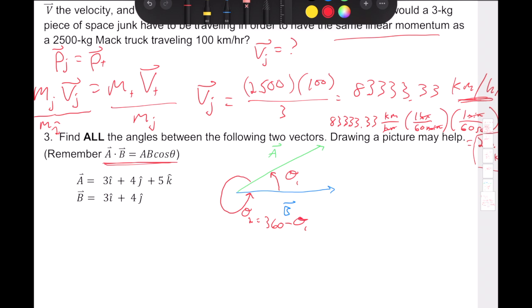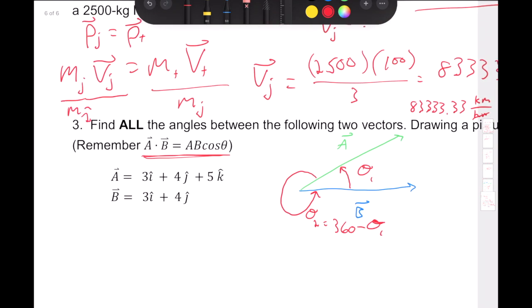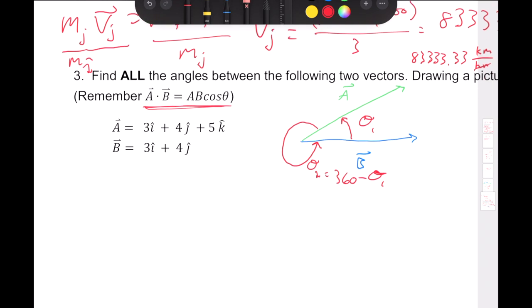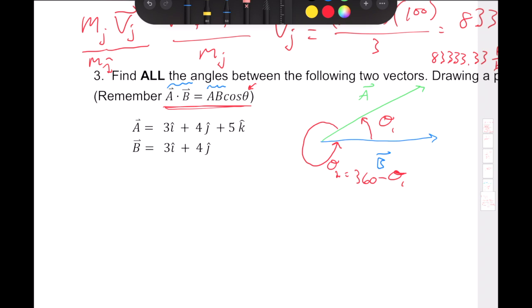Now, a couple of steps are involved in this process. First, it says A dotted with B is equal to AB cosine theta. It says find both angles. So we want theta alone. That means I need to find what A dotted with B is, and the magnitude of A times the magnitude of B. Well, let's start off one thing at a time. A dotted with B. I'm just going to use the fact that they're written on top of each other already. I want to make sure I add in my ghost k hat because it's not written. That means there's a 0 in front of it.